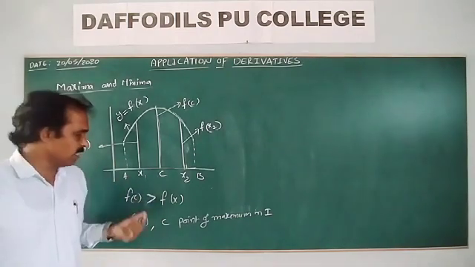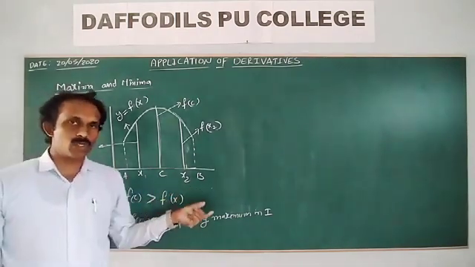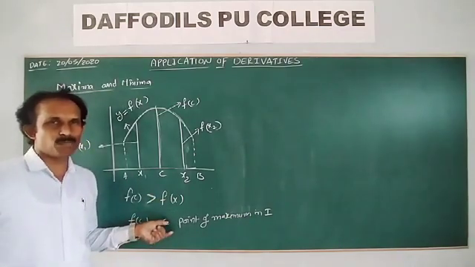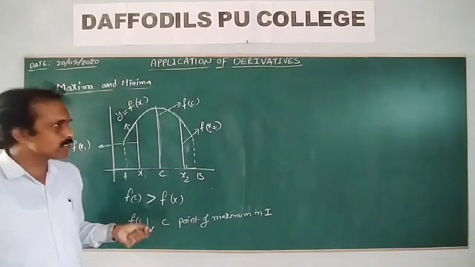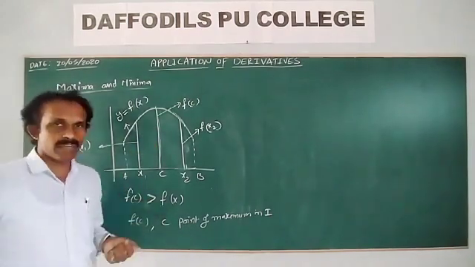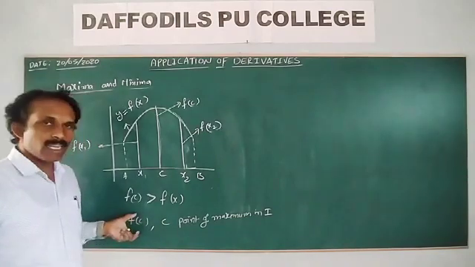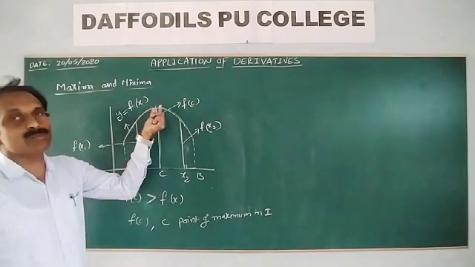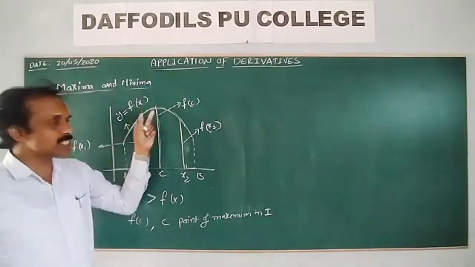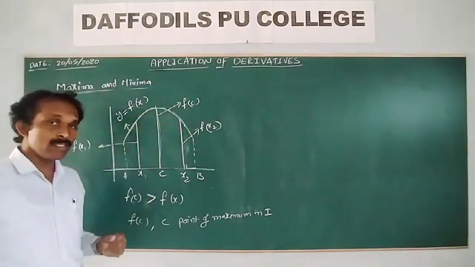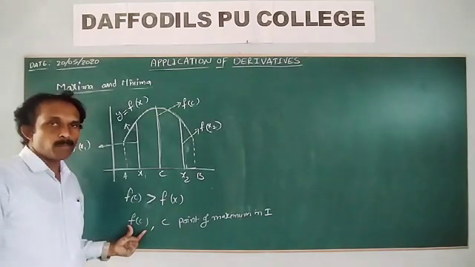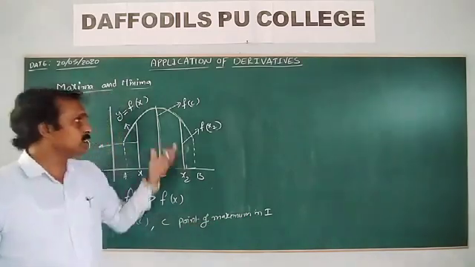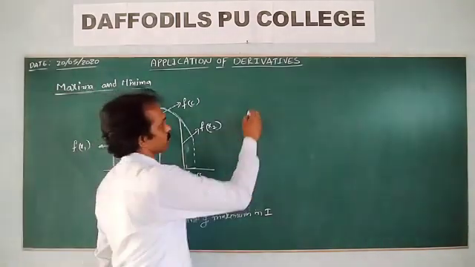Let f be a function on the interval I, and let c be any point that also belongs to I, meaning c is in the domain of the function. Then if f of c is greater than f of x for all x, the function f has a maximum value. The number f of c is the maximum value, and c is the point of maximum in I. This is the maximum.